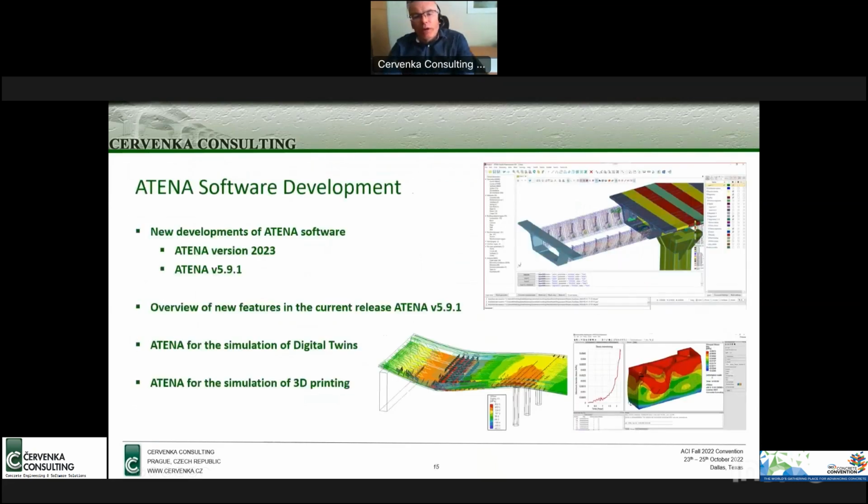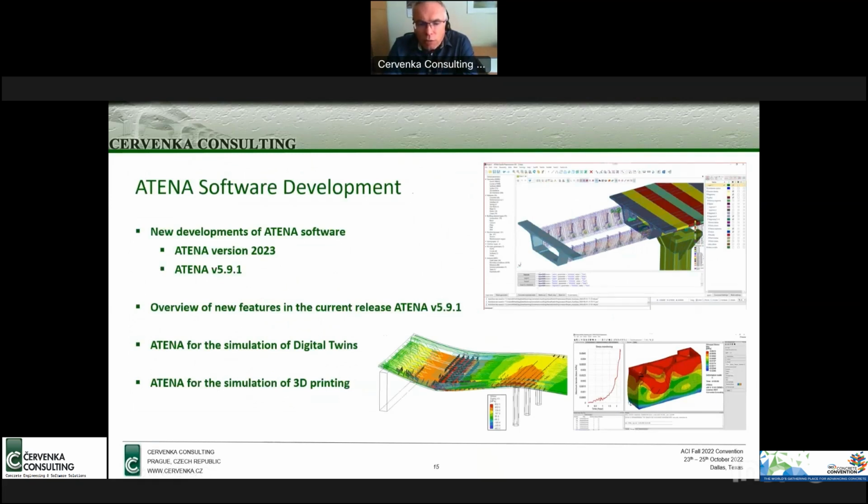So overall, these predictions, or these blind predictions, I think show that our technology is quite reliable and has real predictive capabilities for the structural behavior.